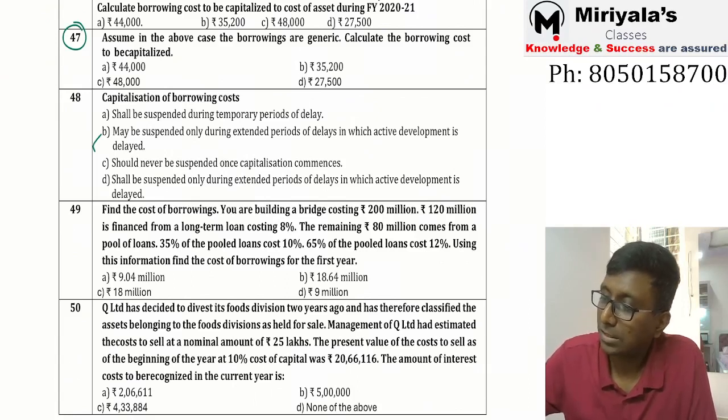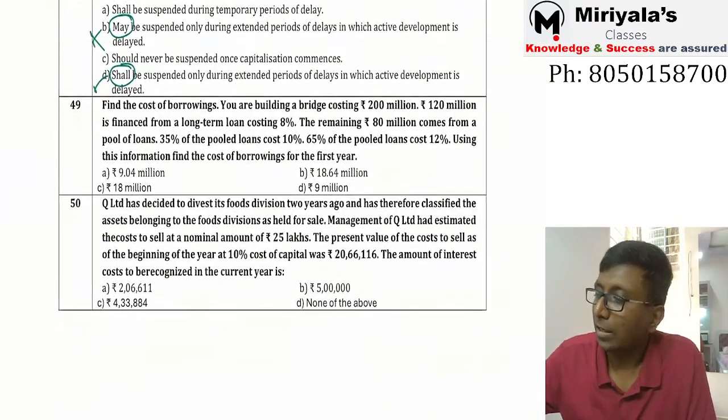Yeah, this is the right answer. This is the wrong answer. Why? Because here it uses "may". Here it is "shall". This is the correct answer. Find the cost of borrowing.